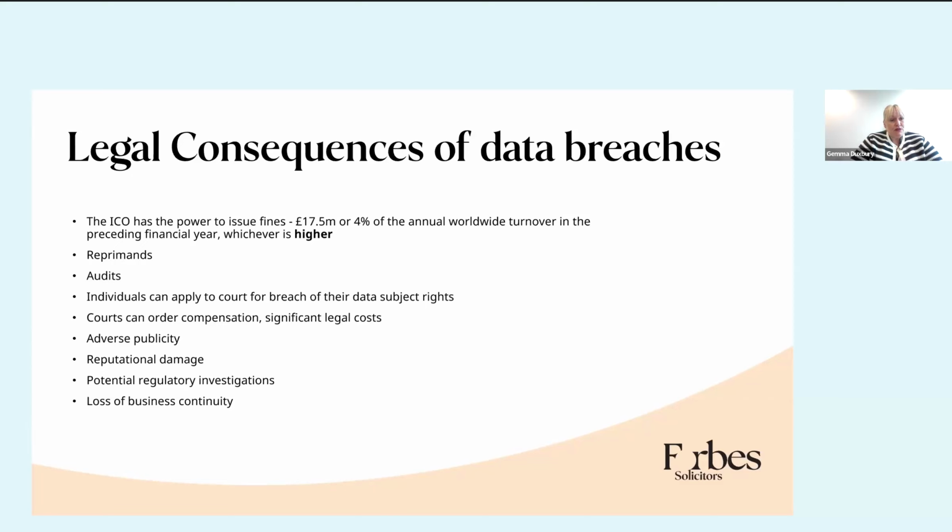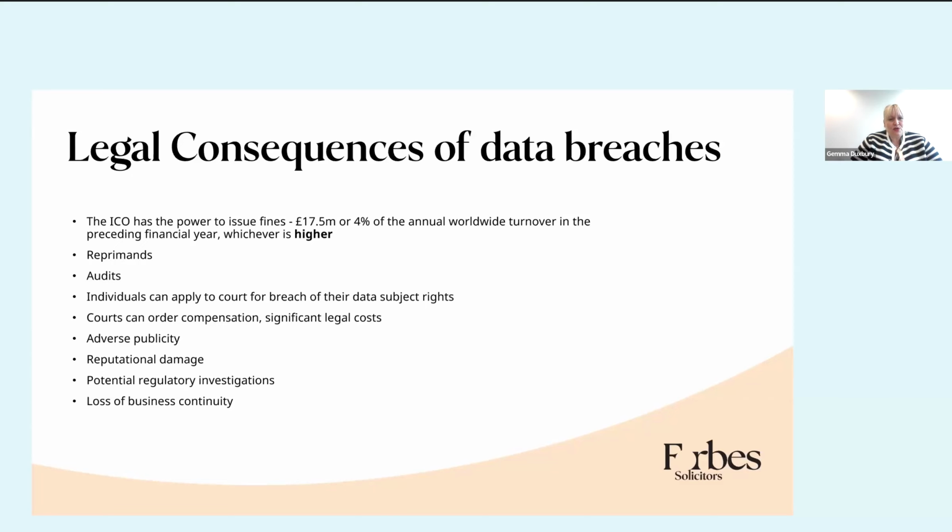The ICO can also issue reprimands. They can require that audits are carried out. And those are the main things that the ICO can do: your fines, your reprimands, and your audits. Individuals can then apply to court if you have breached their data rights. So if you have breached their personal information and you've done something with their data and processed it or released it or done something that you shouldn't have, they can bring a case against you. Courts in that case can order compensation, and it can be quite significant, as can the legal costs relating to that.